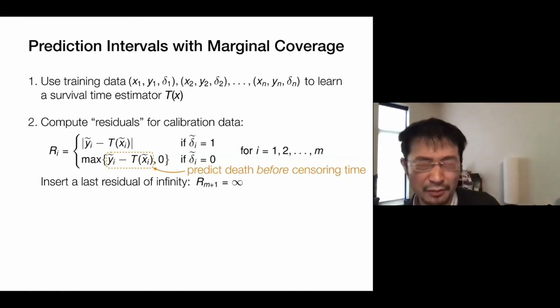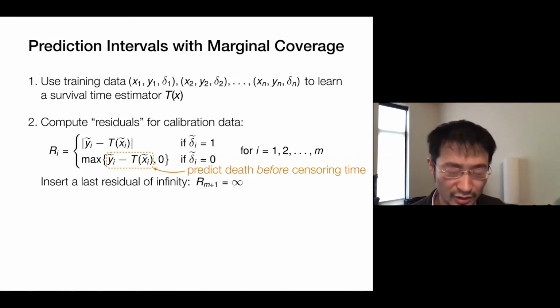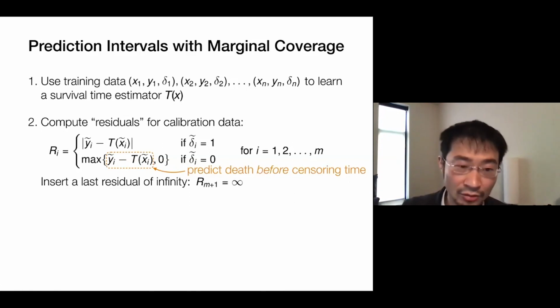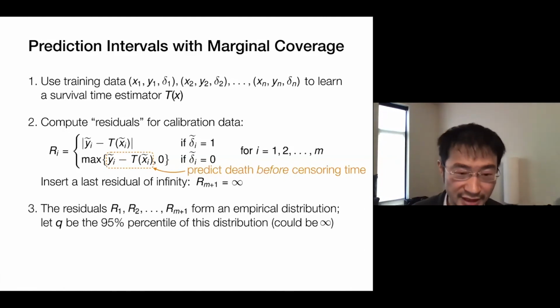This will be clear in a second. We're also going to insert a final residual value of infinity. So there are m calibration data. We're going to create this fake m plus first point that's going to be a residual of infinity. And this comes into play in the next step, which is that the residuals form an empirical distribution, and I can look at the 95th percentile of this distribution. And this is where the infinity can come in.